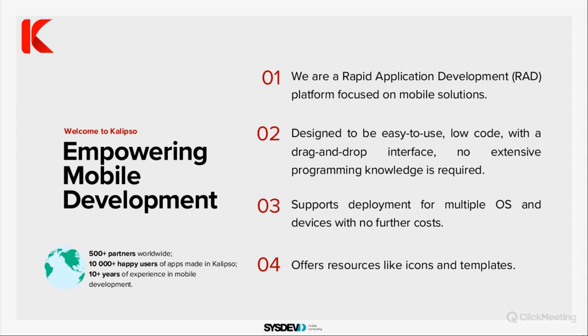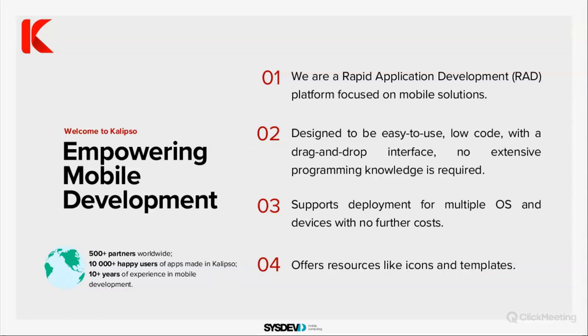First of all, as some of you already know, Kalipso is a trusted rapid application development platform built specifically for mobile solutions. We count on more than 500 partners worldwide, more than 10,000 applications built in Kalipso Studio, and more than 10 years of experience in mobile development. In fact, our company just celebrated 18 years old some days ago.